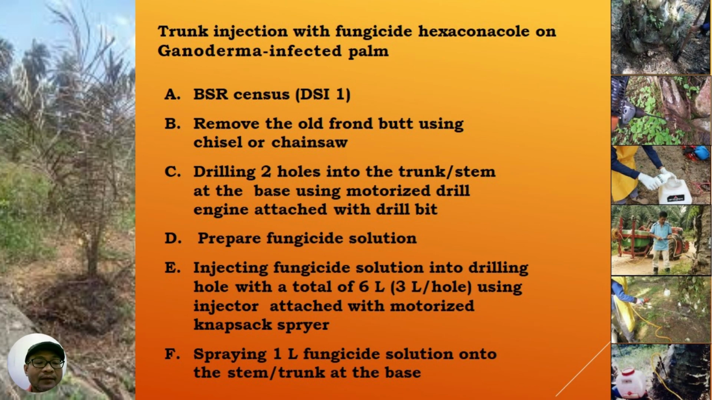Then we inject the fungicide solution into the drilled holes, with a total of 6 liters, 3 liters per hole, using an injectant attached to a motorized knapsack sprayer. After that, once the fungicide solution is finished going into the drilled hole, we spray 1 liter of fungicide solution onto the stem or trunk at the base.